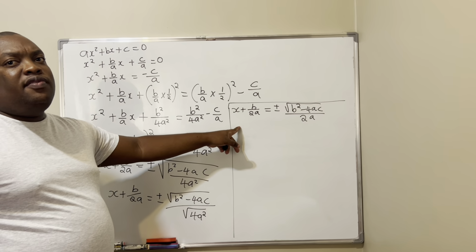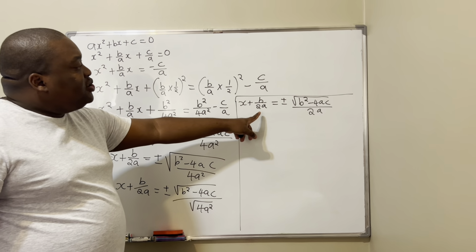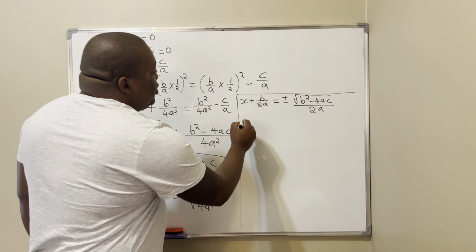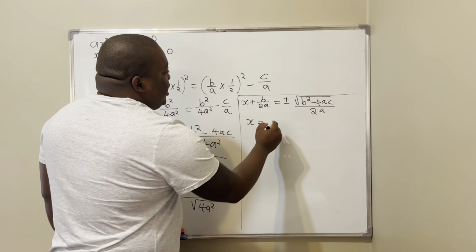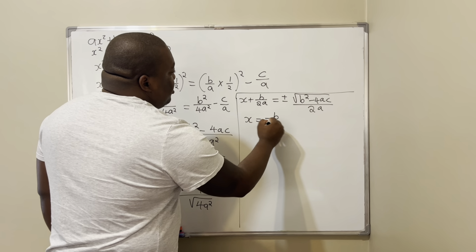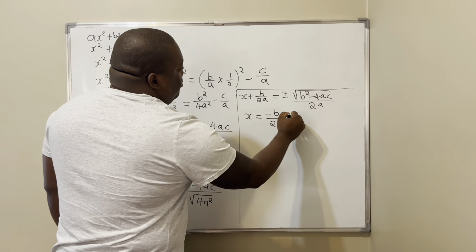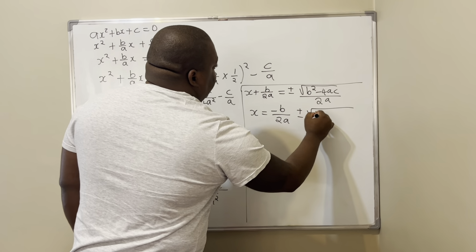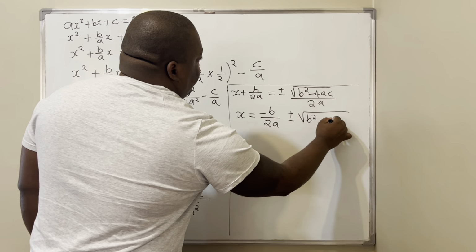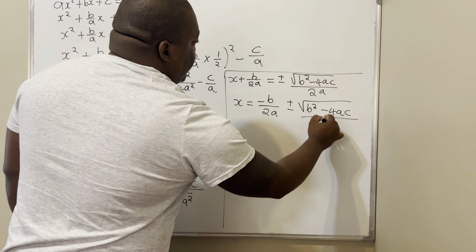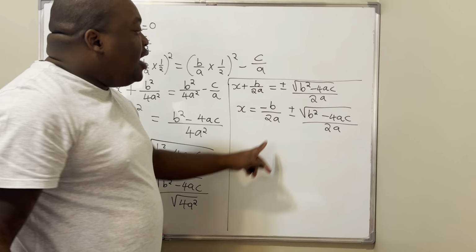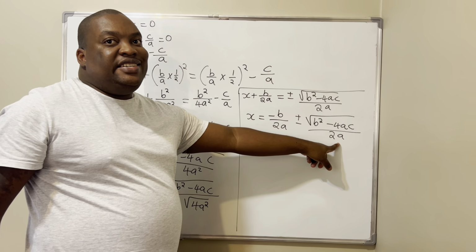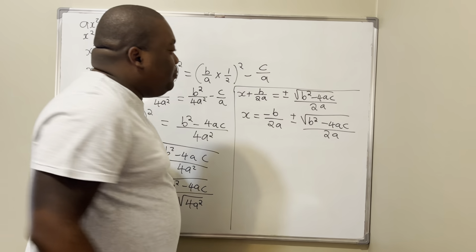Now remember, we're solving for x. So we must take this term to the other side. When we do that, it will become minus b over 2a plus or minus the square root of b squared minus 4ac over 2a. Now we have two terms here with 2a as the LCD or LCM.